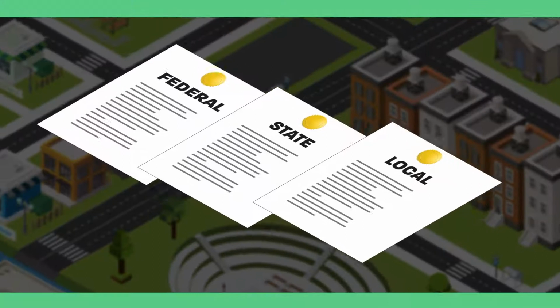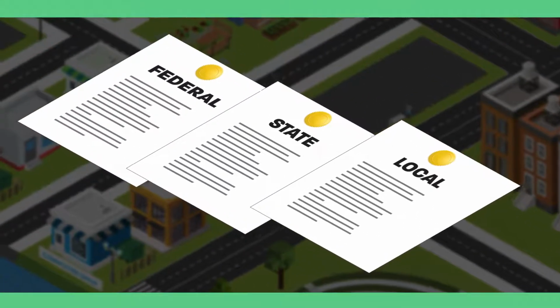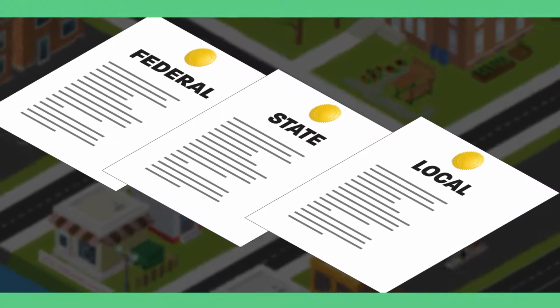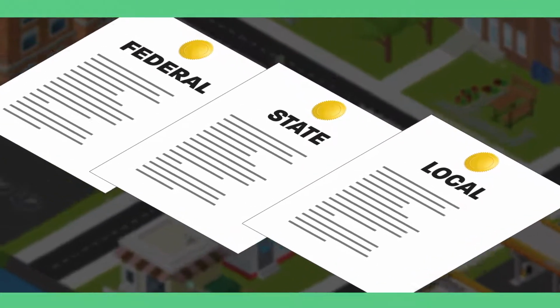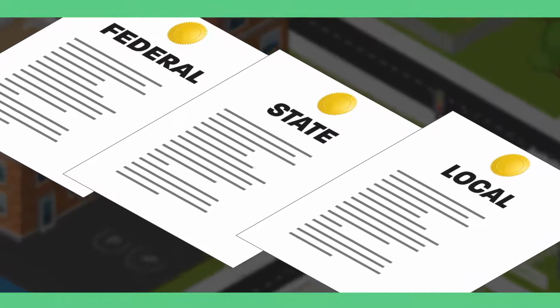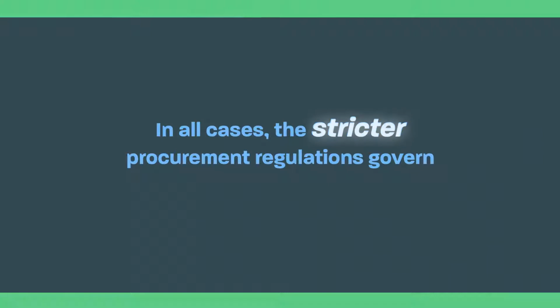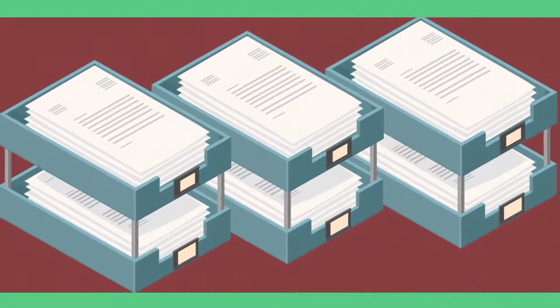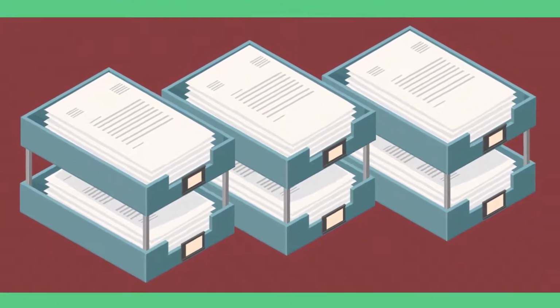Part of the purpose of a competitive procurement process is to demonstrate transparency. There are many layers of procurement rules: federal, state, and sometimes local rules, and grantees must follow all those applicable to their situation. In all cases, the stricter procurement regulations govern. Be sure to adhere to the law and maintain complete and accurate records of the procurement process.